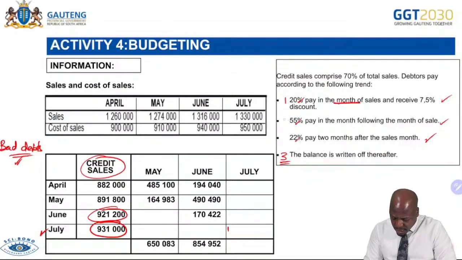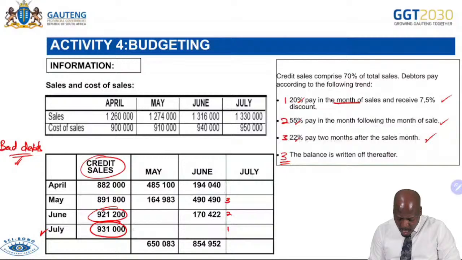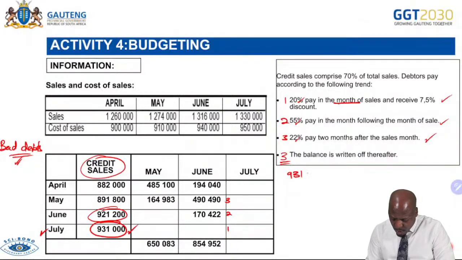In the second month, that is 2. So I'm going to number my going up. So it's going to be 2 up there. 2 months after, so here it's going to be 3, and that will be 3 there. So that simply means when I come here, I'm going to say 931,000. So I'm going to come here and say 931,000.